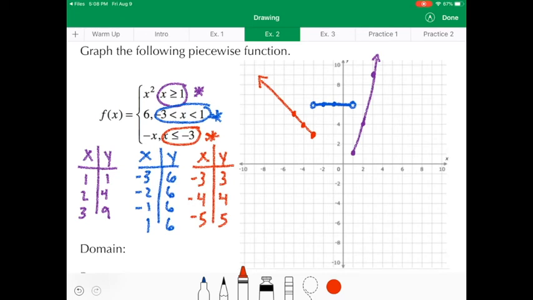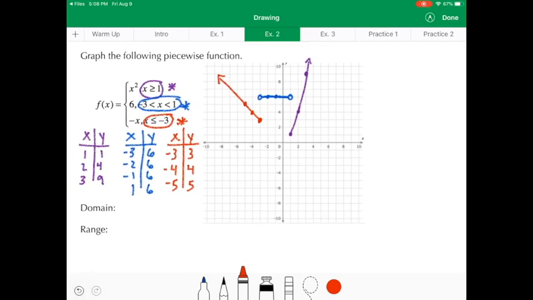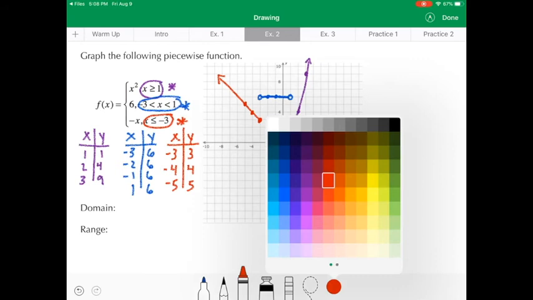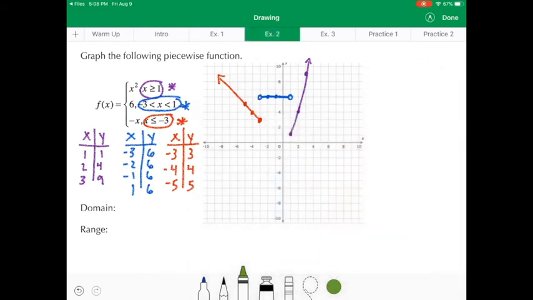Notice your graph passes the vertical line test, right? It is a function. All right, what is the domain? Well, if you consider all 3 domains together from each rule, they'll combine to give you all real numbers. And then if you look at the graph, you can see that your range would be any value greater than or equal to 1.